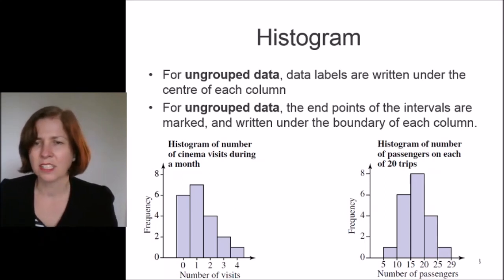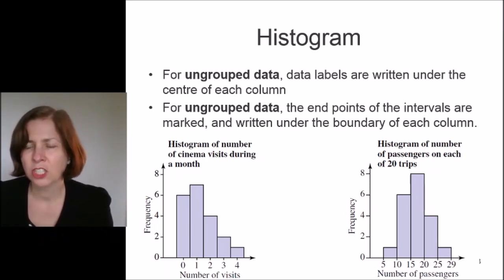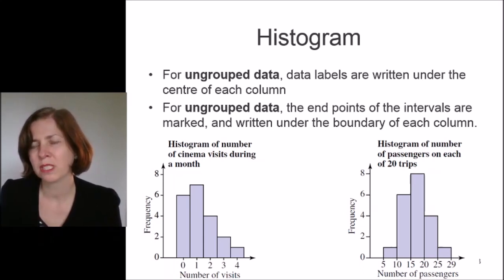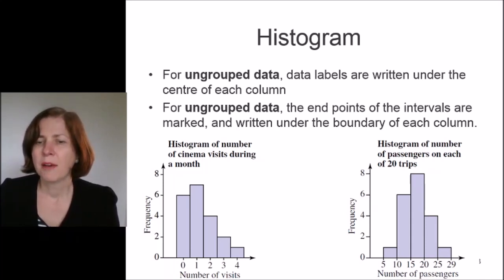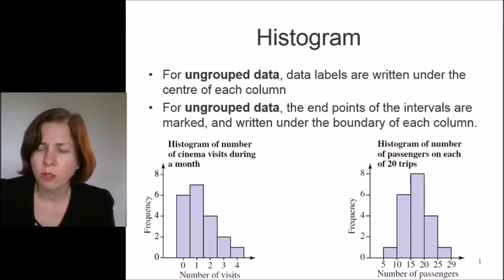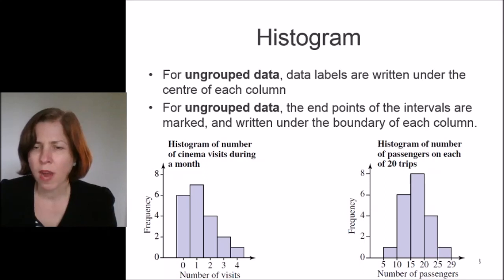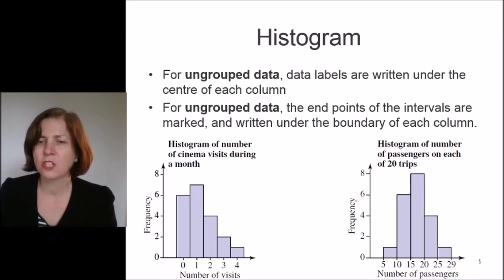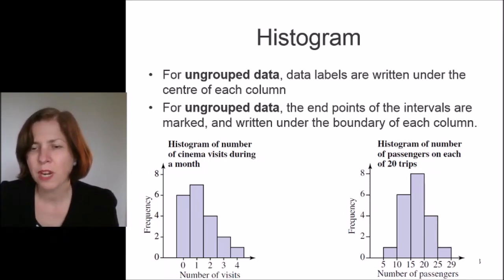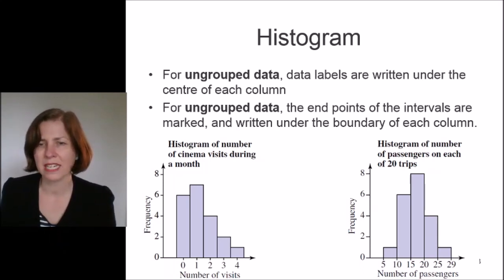In the second histogram, I've got number of passengers on each of 20 trips. So this might be a bus, let's say, and someone counted the passengers on the bus for each trip. And I can see that there are no times when I had less than 5 passengers. But between 5 and 10, I've got 1. Between 10 and 15, I've got 6. Between 15 and 20, I've got 8. Between 20 and 25, I've got 4. And between 25 and 29, I've got 1 again.